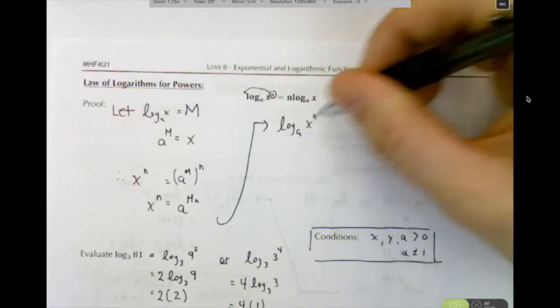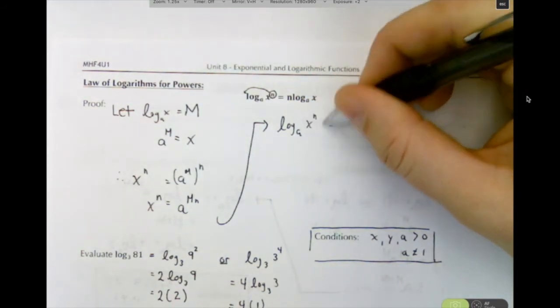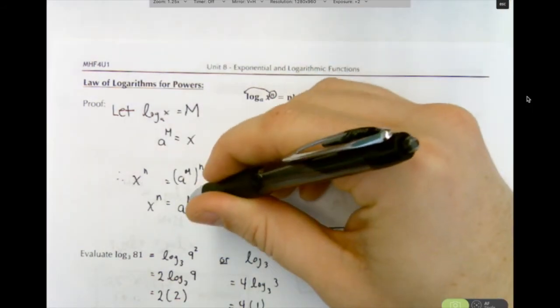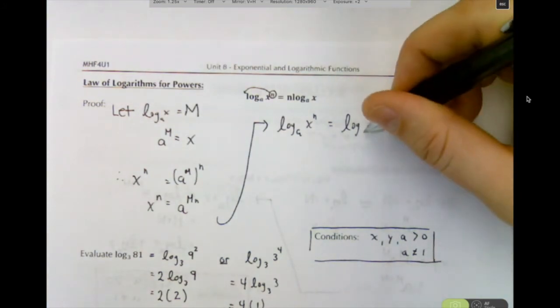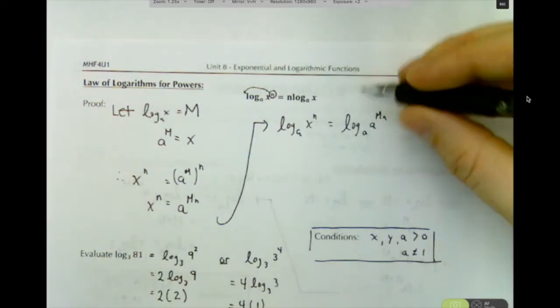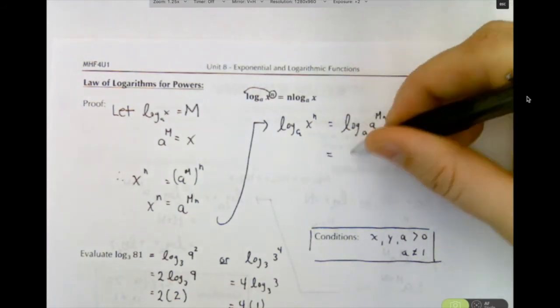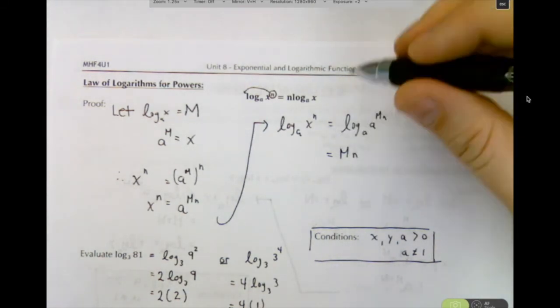If I go back to my left side, we have the log of x to the exponent n base a. We just wrote an equation for what x to the exponent n equals. X to the exponent n is a to the exponent m times n, and the log had a base of a. Now we have that common property where we have a power inside a logarithm which share the same bases. So we can rewrite this as simply just the exponent, m times n.